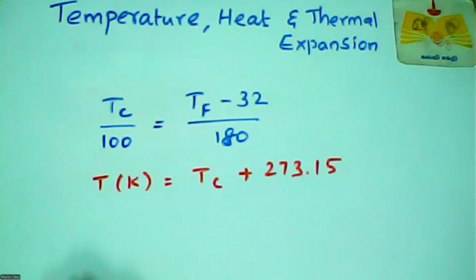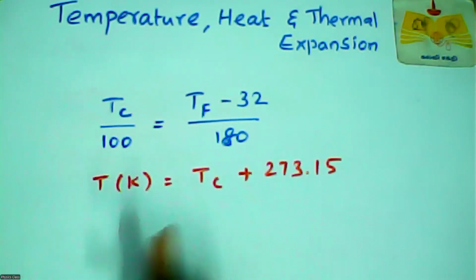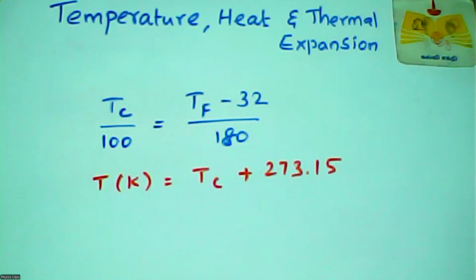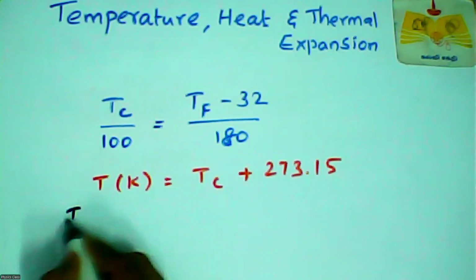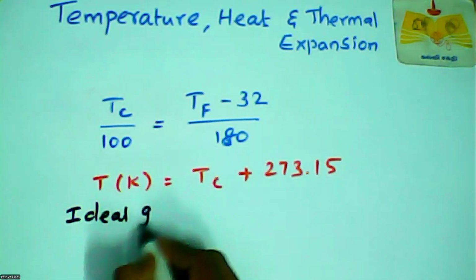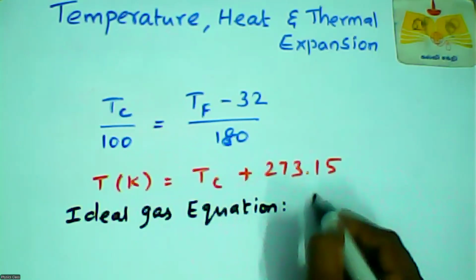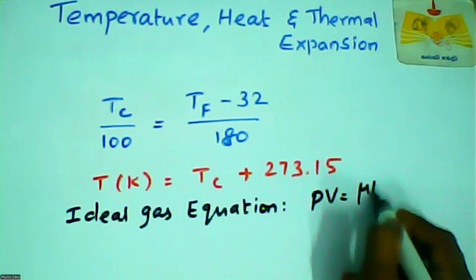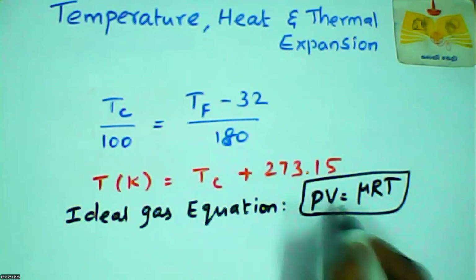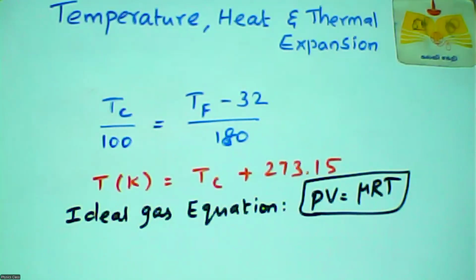One last thing for the gases: pressure, volume, temperature are connected by the ideal gas equation, that is PV is equal to mu RT. This is the ideal gas equation. Clear? Okay. So let's go back to our blacksmith.